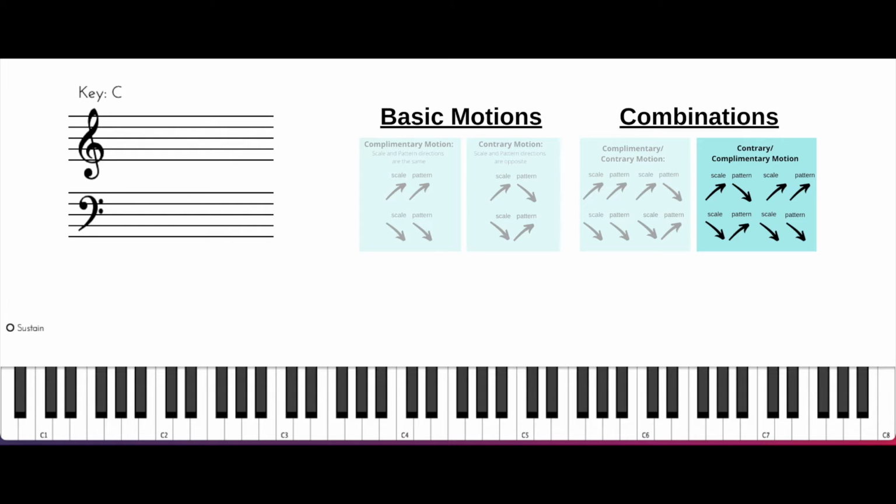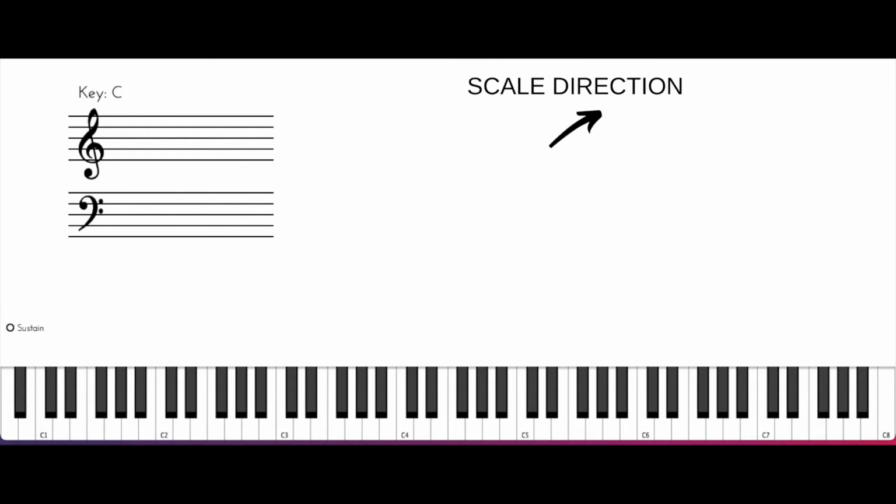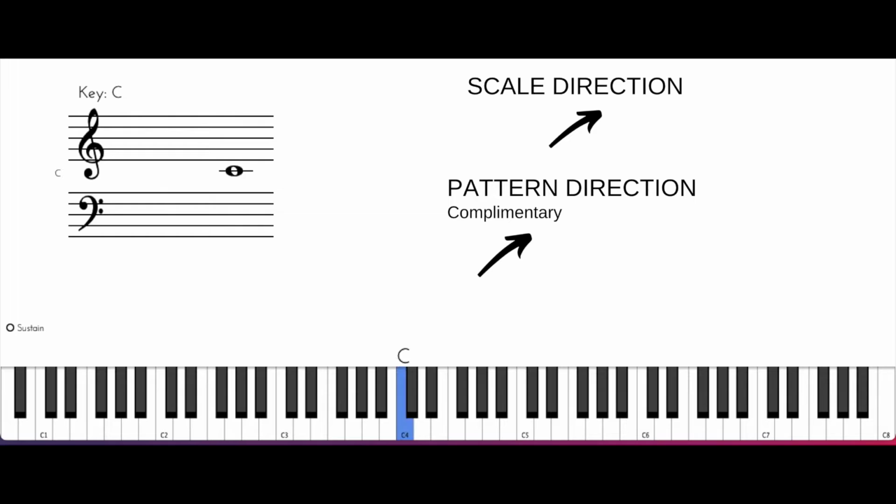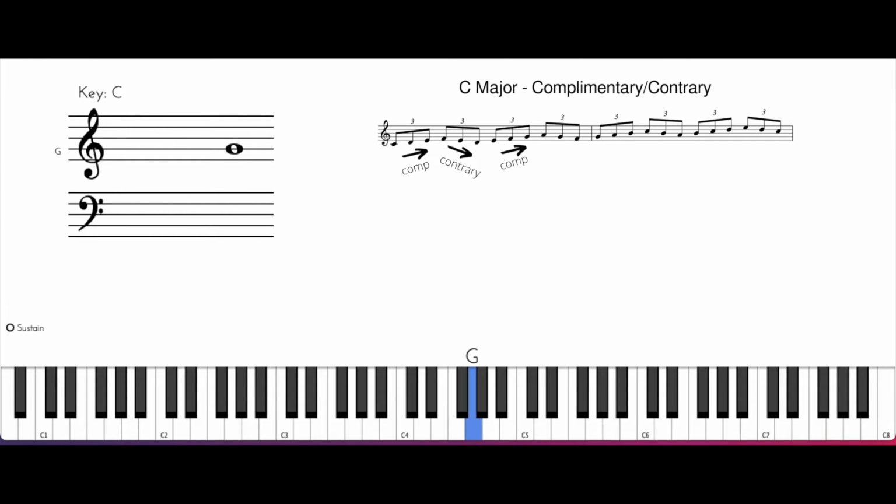So let's get into the first one. We're going to start with our C major scale. Starting on C, our first note of the scale, we move in complementary motion. And then the second degree of the scale we do in contrary motion. And then we keep that pattern going. Complementary, contrary, complementary, contrary, complementary, contrary.